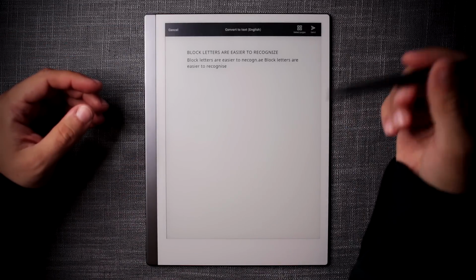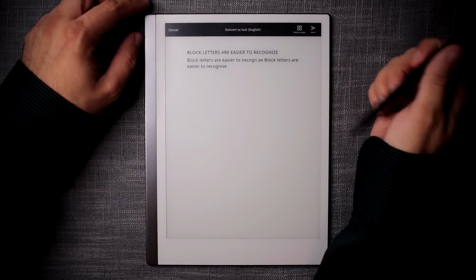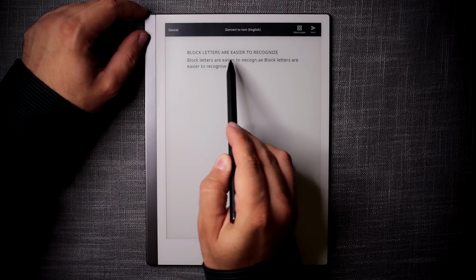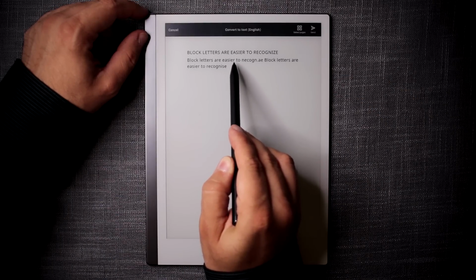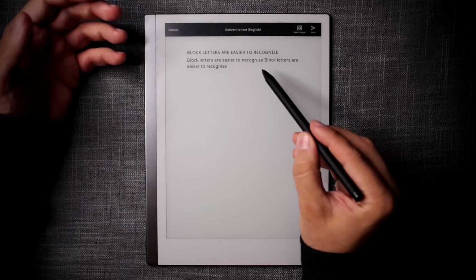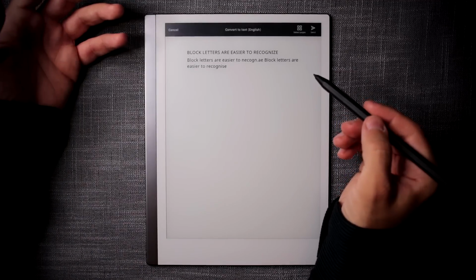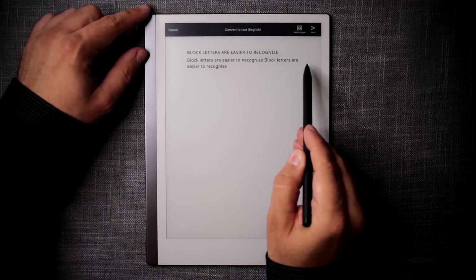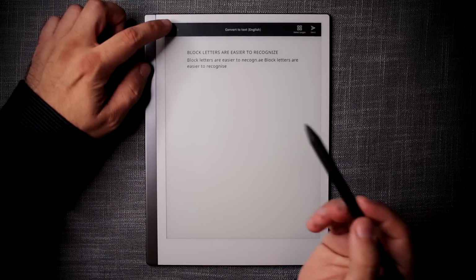However, block letters are always going to be recognized as capitalized. Now, the first scribbled one is: block letters are easier. So it was able to recognize that horrible R that I've written, but recognize, I can't really blame the device for that because what I wrote there was horrible. And then the final line was: block letters are easier to recognize. Not a problem at all.